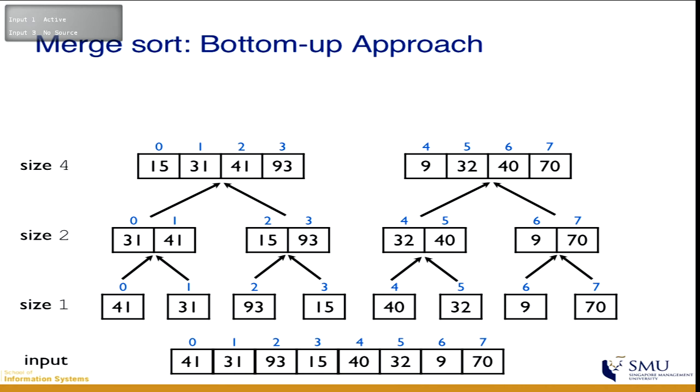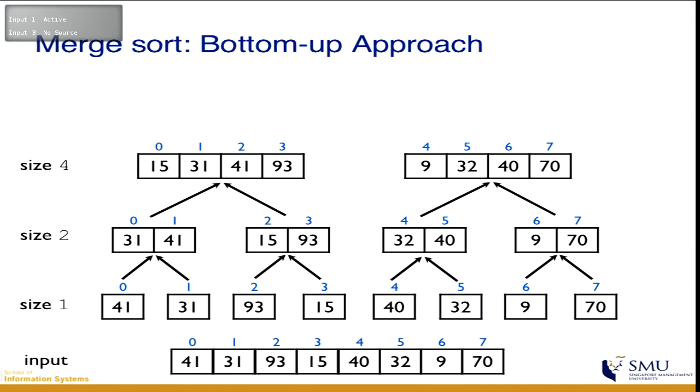15 to 31, 1. 31 to 93, 2. 41 to 93, 3. By then, 15, 31, 41 are already here. 93 doesn't need any comparison, it will just go up. So you're going to have 3 here, and you're going to have 3 here.